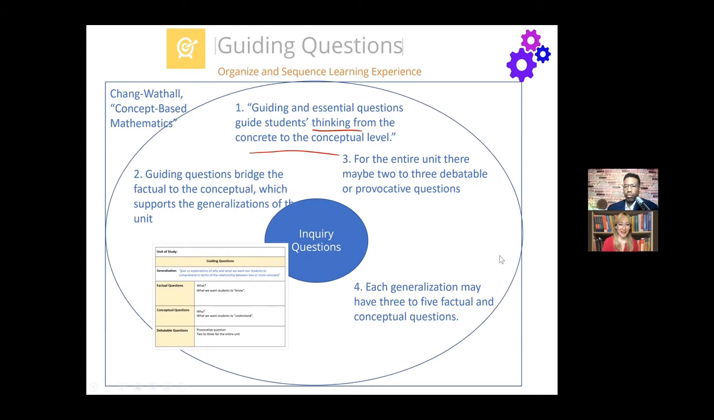Number two, the guiding questions bridge the factual to the conceptual, which supports the generalizations of the unit. Exactly. So we're focusing on that factual content and the conceptual understanding. Number three, for the entire unit, there may be one or two or three even debatable or provocative questions. And four, each generalization may have three to five factual and conceptual questions.